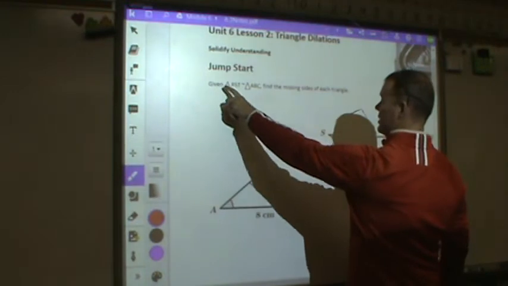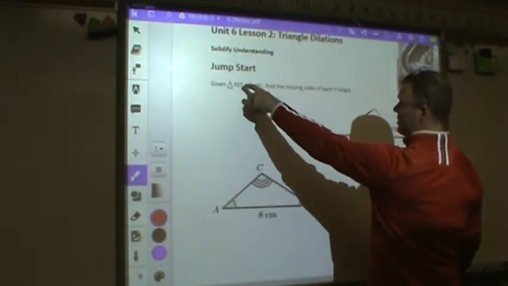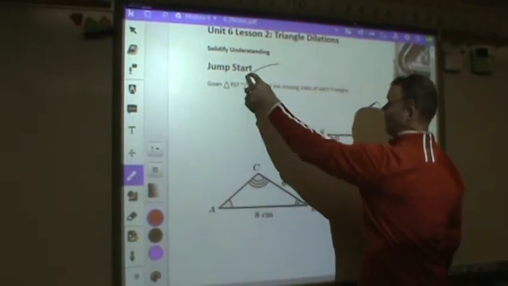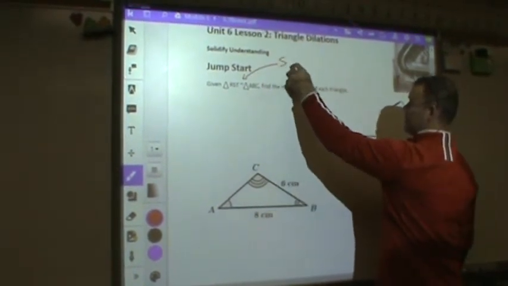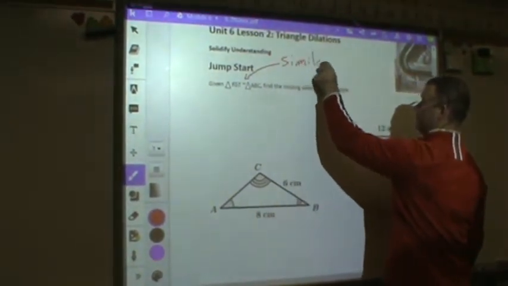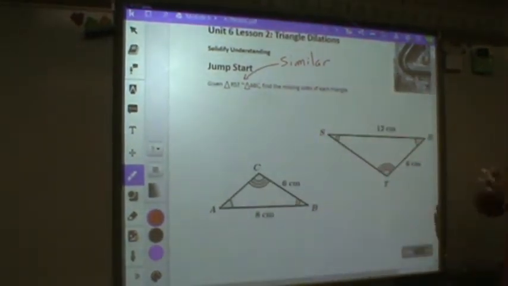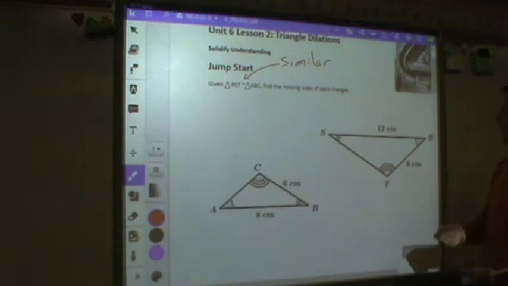All right. First of all, it says given the triangle RST, and it has a little squiggly right there, and then it says triangle ABC. The first thing I'm going to make note of is that this means similar. So it tells me that one triangle is similar to the other, and find the lengths of each of the missing sides.